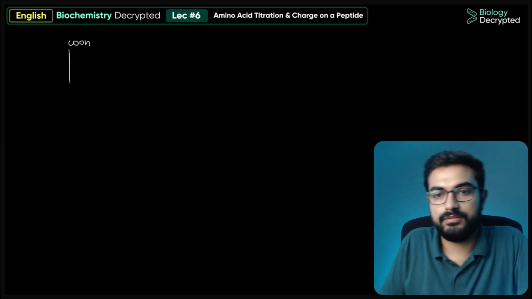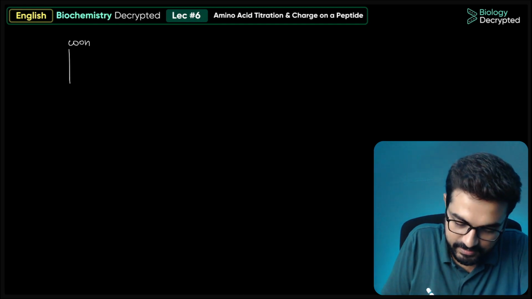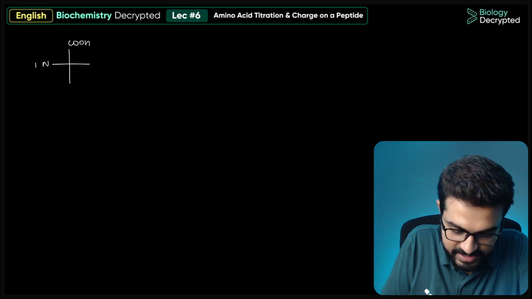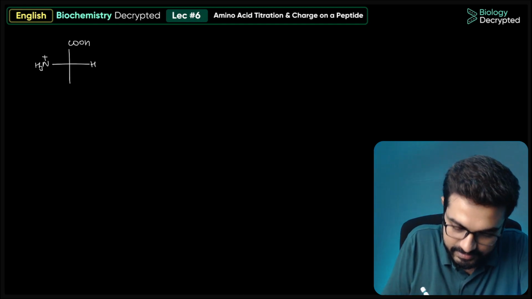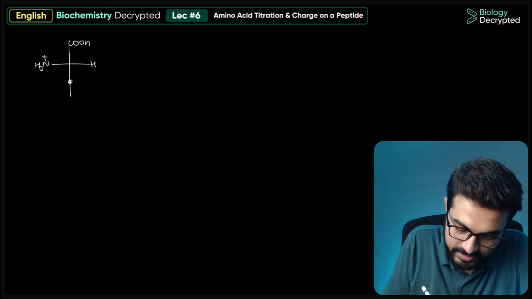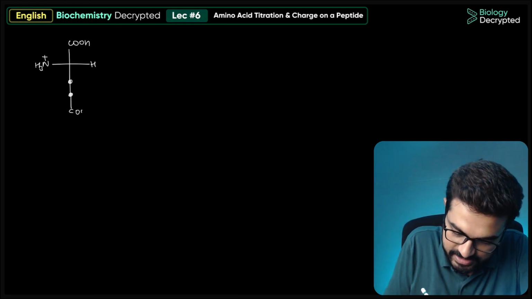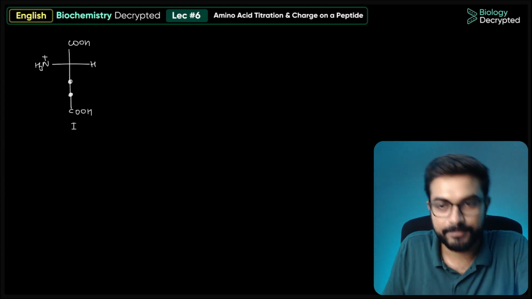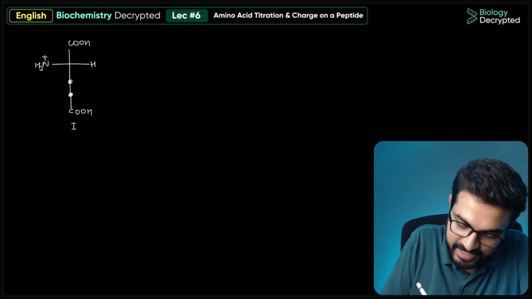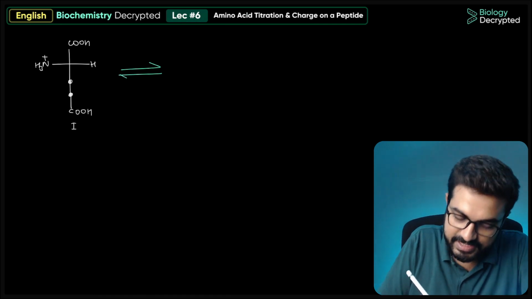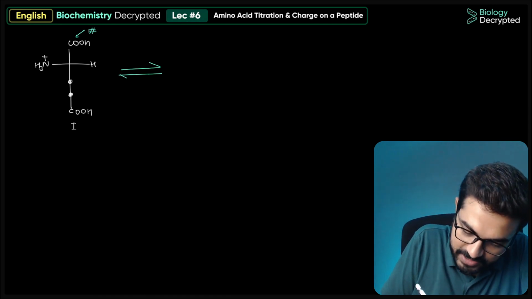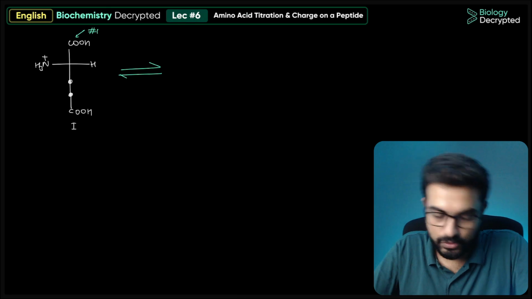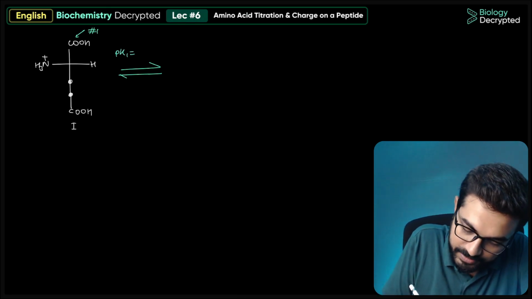COOH, then there is NH3 plus, H, there are two carbons, and then there is COOH. This is the fully protonated form, species number 1. Then what is happening? There is this ionization taking place. And the first ionization will take place obviously from here. So the pK1 here will be 2.19.